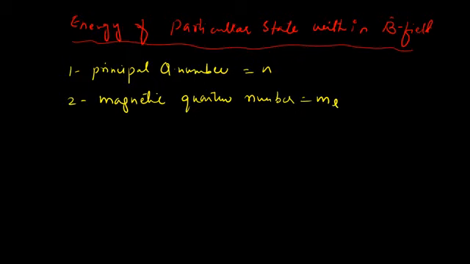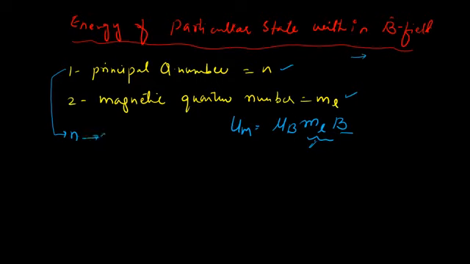As we have already discussed, the equation for the potential energy is equal to mu_B, which is the Bohr magneton, times m_l B. Here m_l is the magnetic orbital quantum number, which tells us what the energy of the atom will be within the magnetic field. Now we are talking about the energy of a particular state, which depends on the principal quantum number and the magnetic quantum number. So it tells us how the energy of any particular state changes within the magnetic field.